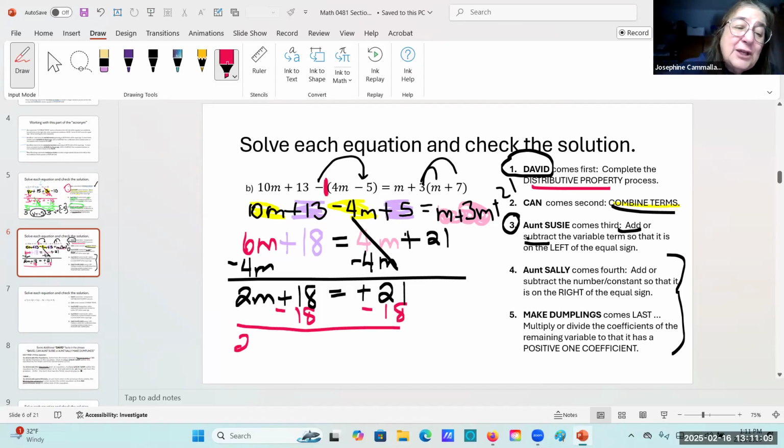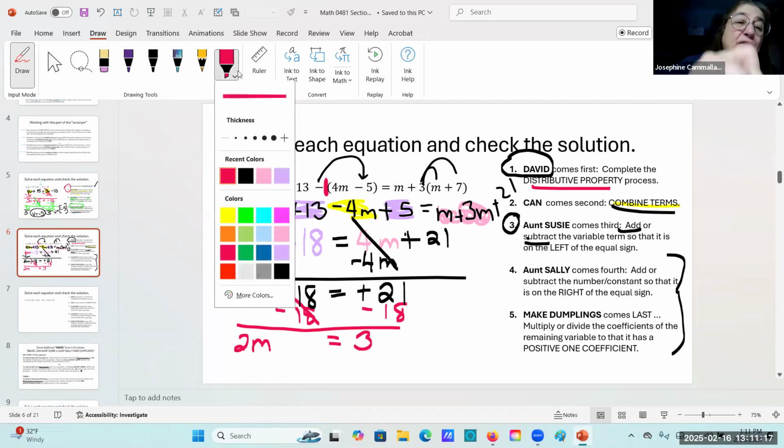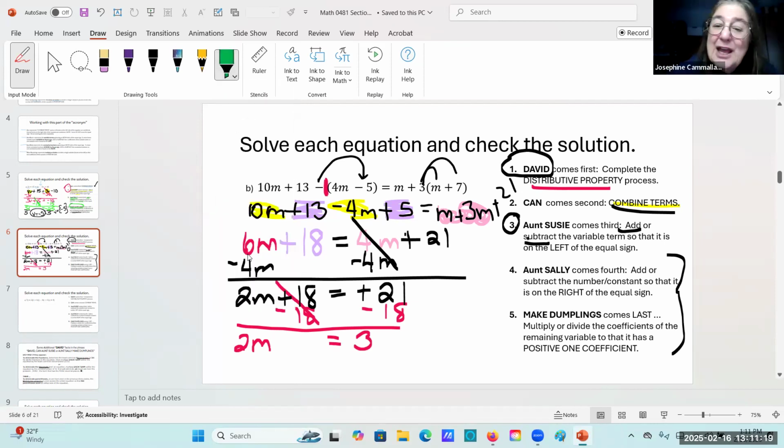This will give me 2m. These are canceling out, and this is a positive 3. I am going to finish by making dumplings. I'm dividing by 2. m is equal to 3 halves.